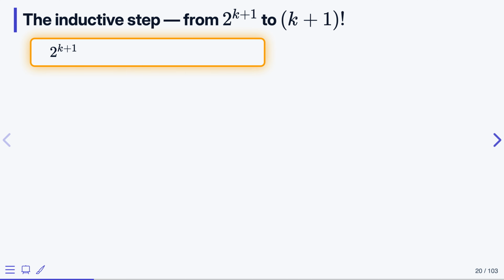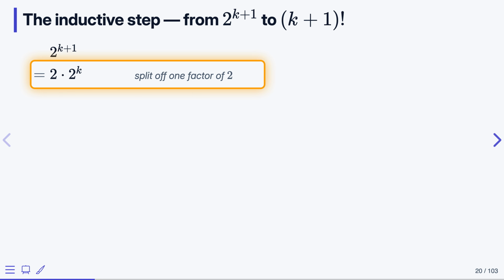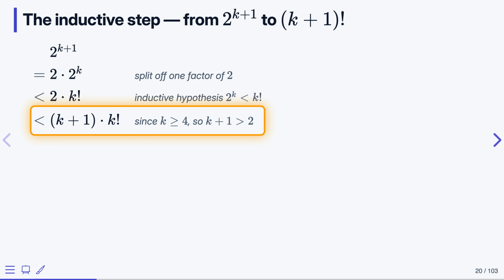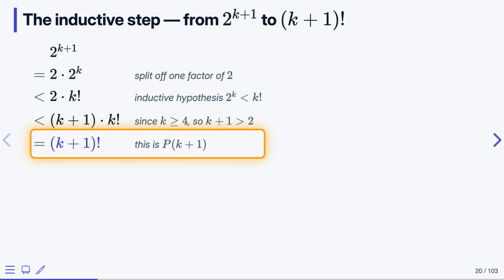We start at 2 to the k plus 1. Step 1. Pull out one factor of 2, so it equals 2 times 2 to the k. Step 2. The hypothesis says 2 to the k is less than k factorial. Swap it in. Step 3. Since k is at least 4, k plus 1 is at least 5, which is bigger than 2. So replacing the 2 by k plus 1 only makes the value larger. Step 4. k plus 1 times k factorial is exactly k plus 1 factorial. That is P of k plus 1.